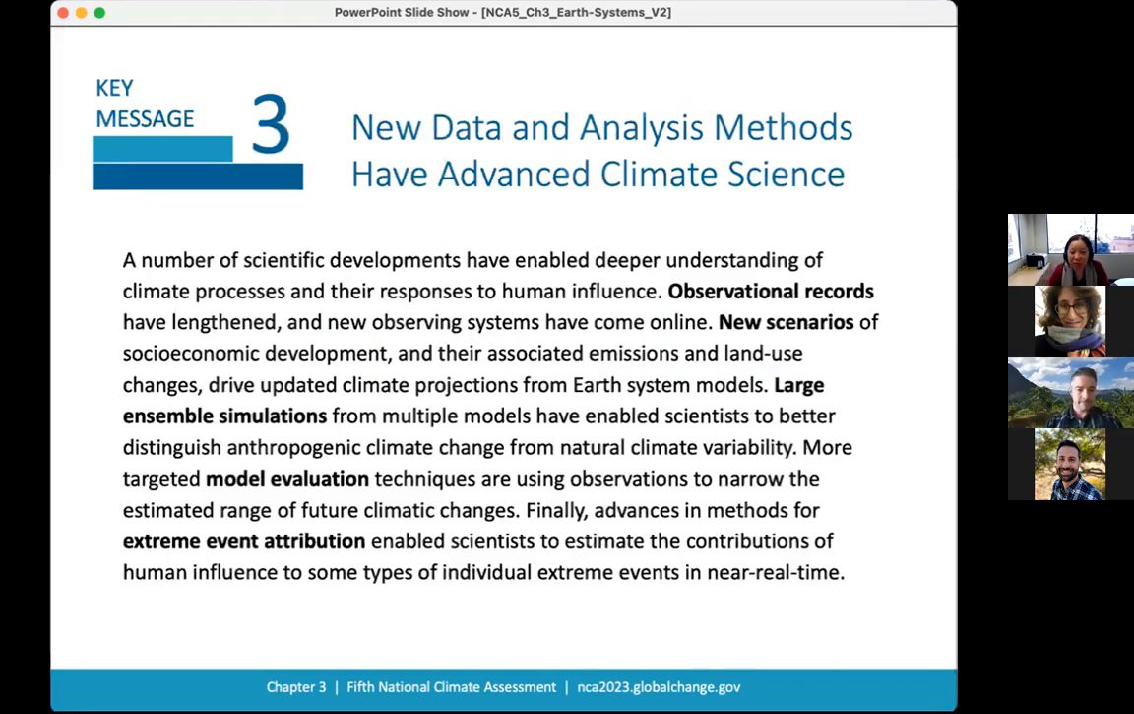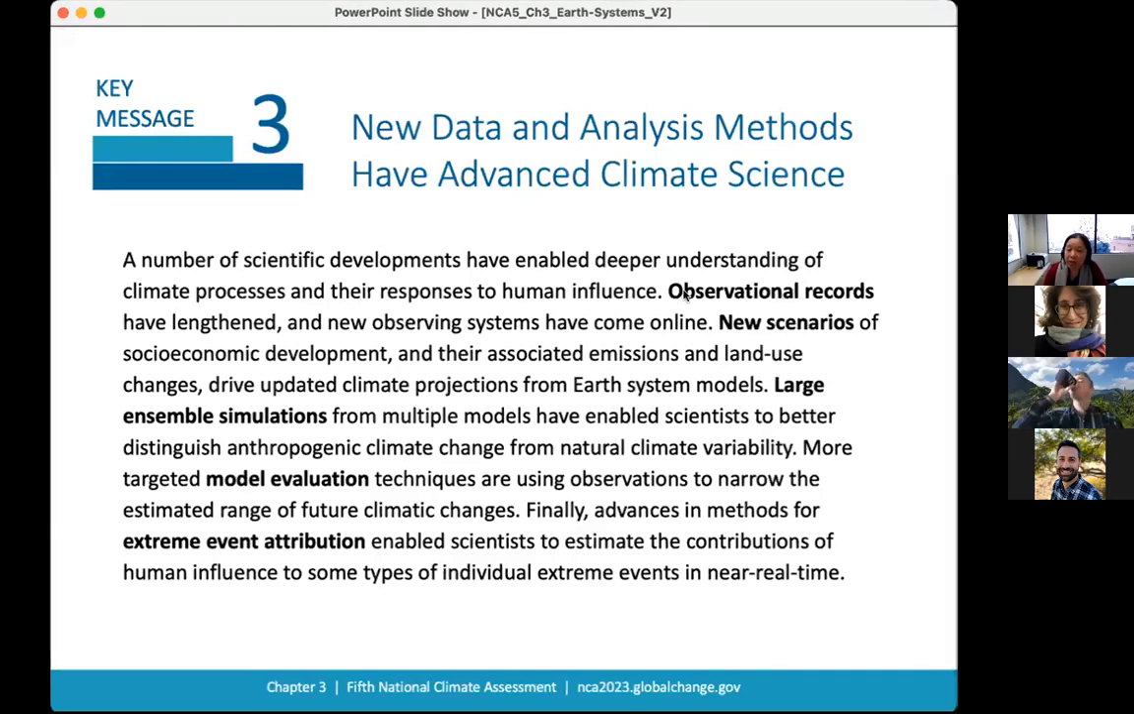So before we dive into the last two key messages, which are both about how humans are changing the Earth system, including the Earth system processes and extreme events, here we would like to highlight the third key message, which is important to highlight some of the advances that have been made in climate science that give us better ability to understand and model the human influence on the Earth system. So here, the key message really emphasizes a few things. A number of scientific developments have enabled deeper understanding of climate processes and their responses to human influence.